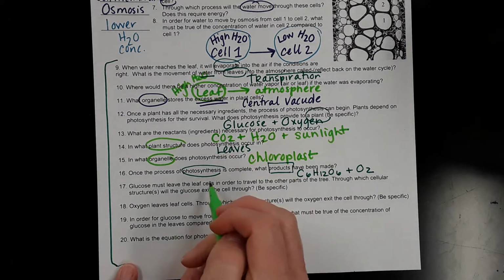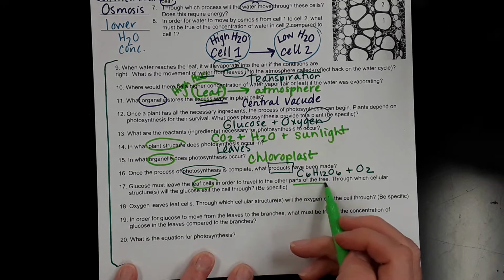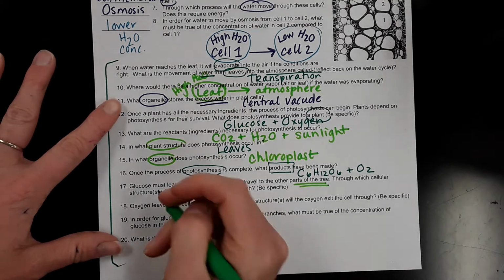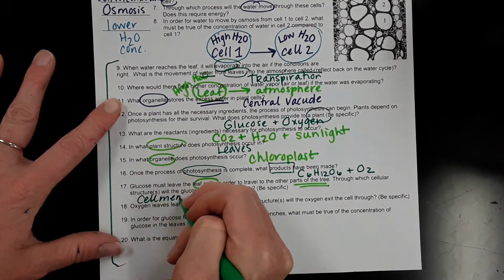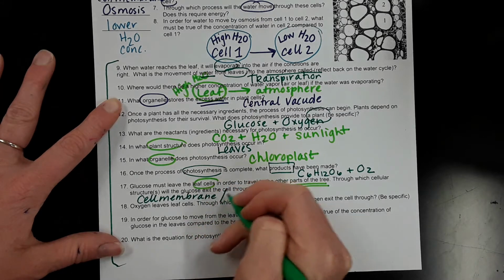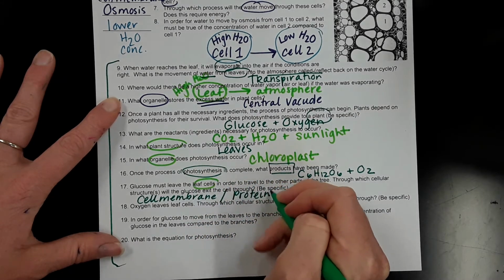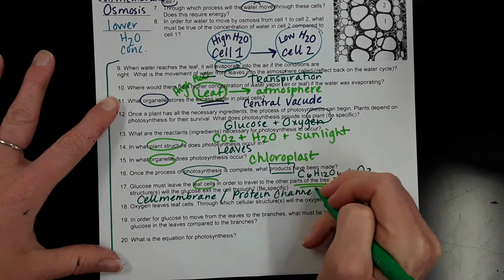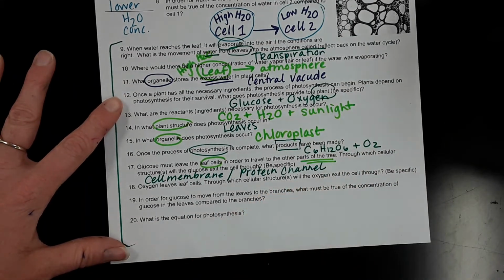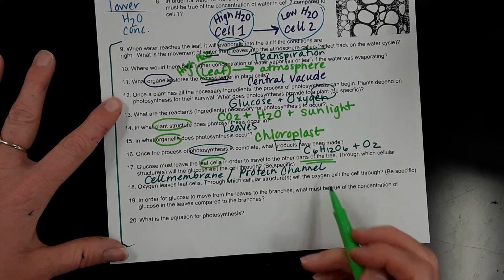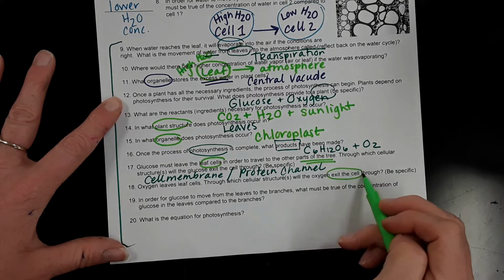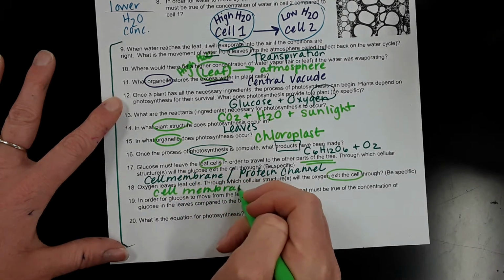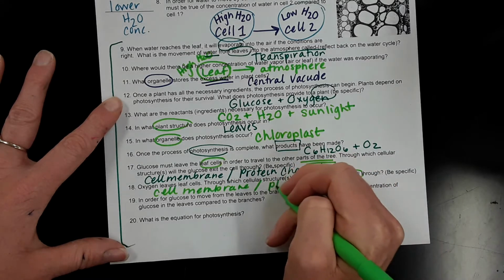Glucose has to leave leaf cells in order to travel to other parts of the trees. Through which cellular structure will glucose exit the cell? The glucose exits the cell through the cell membrane through a protein channel because it's going to be moving through facilitated diffusion. Oxygen leaves the leaf cells. Through which structure will oxygen exit the cell? Exiting the cell, the oxygen is going to leave the cell membrane, and specifically it is going to diffuse through those phospholipids.